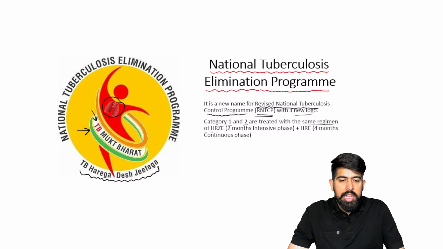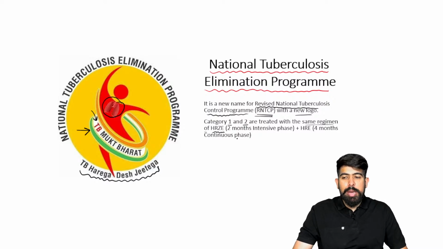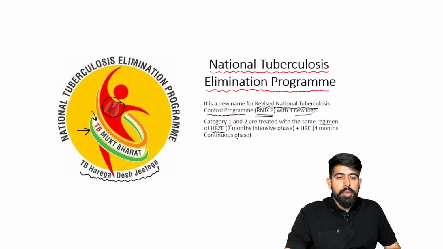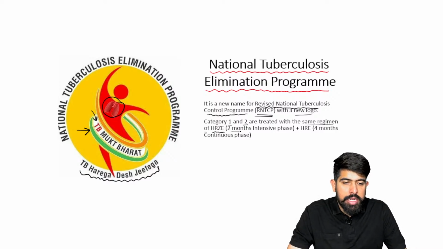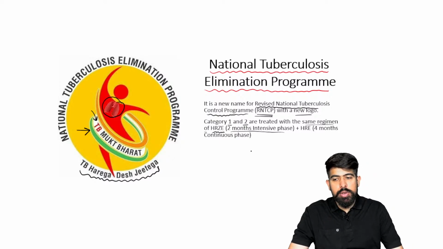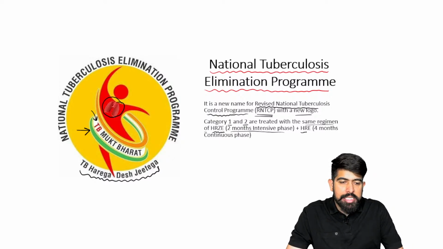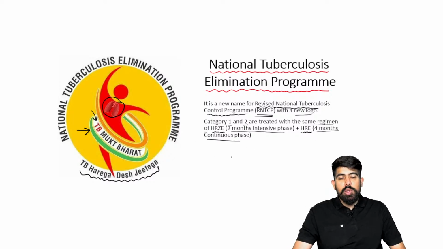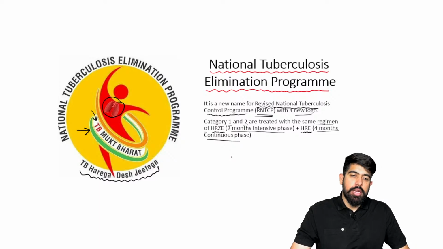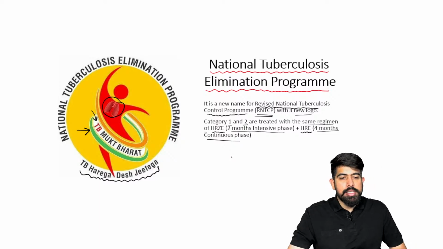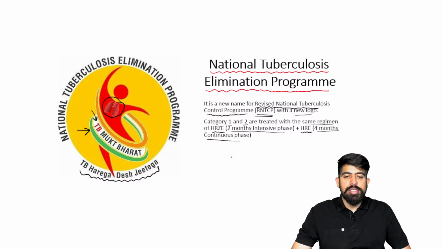In this, category 1 and category 2 are treated with the same regimen of HRZE. You already know about the anti-tuberculosis drugs from your medicine subject and from pharmacology, right? The first 2 months is known as the intensive phase, and the next 4 months of HRE is known as the continuous phase. In total, a 6 month course is given for tuberculosis, right?